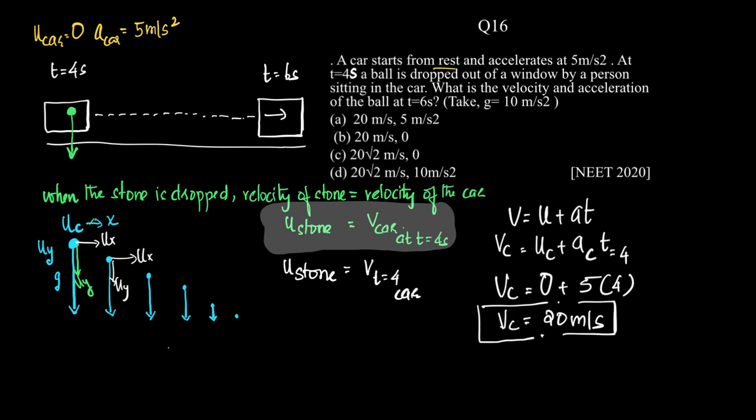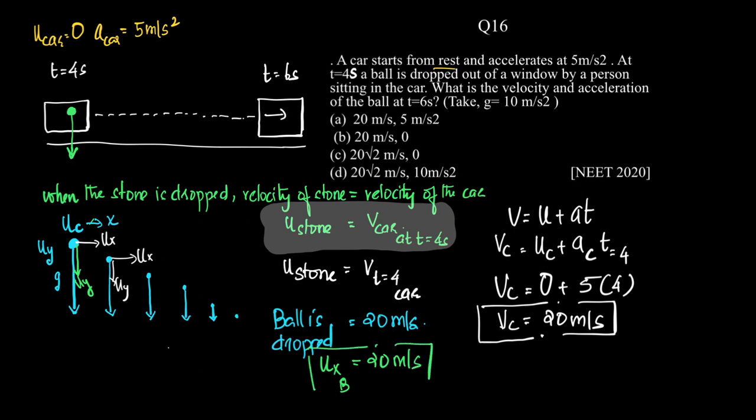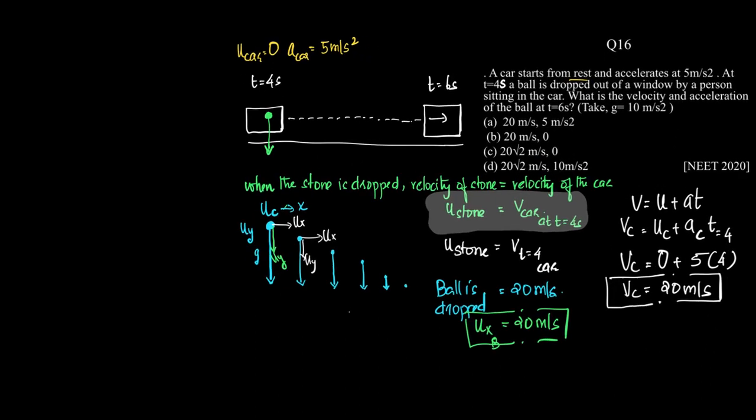Now when the velocity of car is 20 meter per second, what does it mean? It means that the ball is dropped with a velocity of 20 meter per second. Now at this point of time, this 20 meter per second is acting along the positive x-axis, which means ux of the ball is equal to 20 meter per second, right? So now we'll discuss only about the ball. So for the ball, we can say that there are two coordinates, right? One is the x coordinate and the other is the y coordinate, because it has two components of velocity, x component of velocity and y component of velocity. So there will be both velocity along x component, velocity along y component, acceleration along x component, acceleration along y component, displacement along x component and displacement along y component.